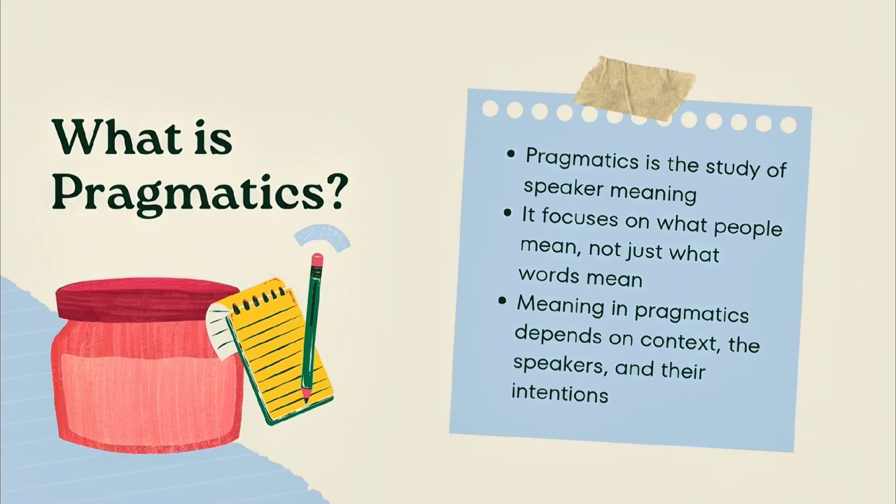In other words, pragmatics focuses on meaning in context, on how meaning shifts depending on the context, the speaker, and their intentions. For example, when someone says, "It's cold in here," they may not just be stating a fact, they might be asking someone to close the window. This kind of meaning is studied in pragmatics.